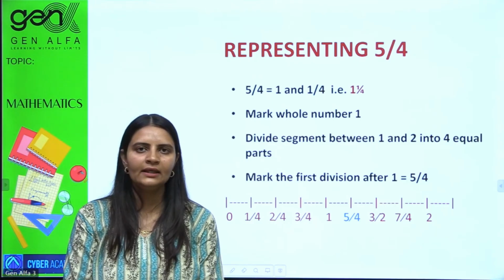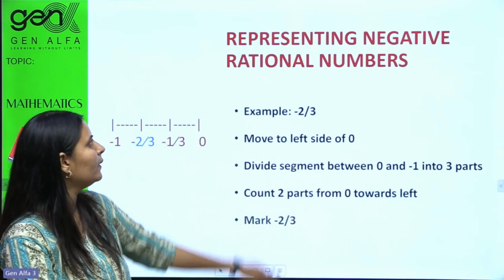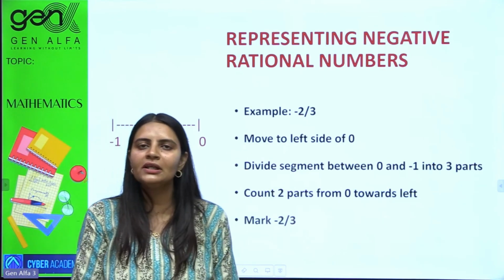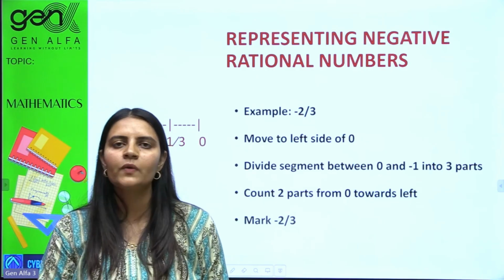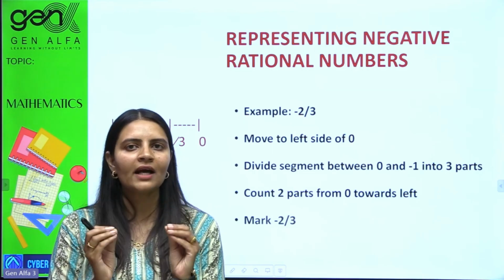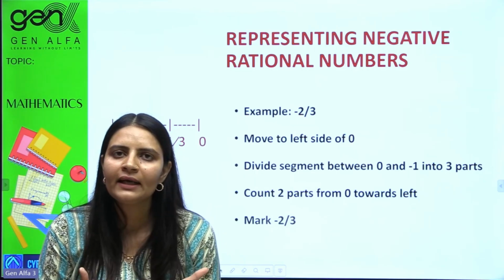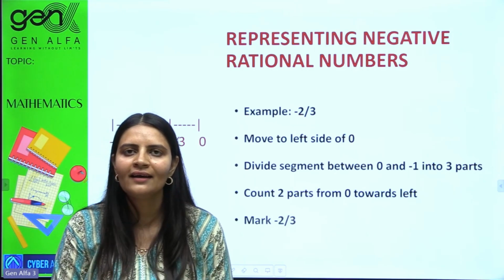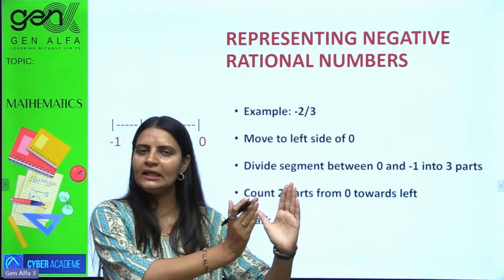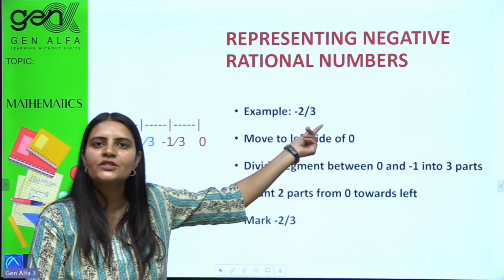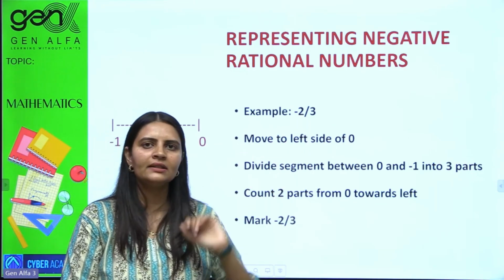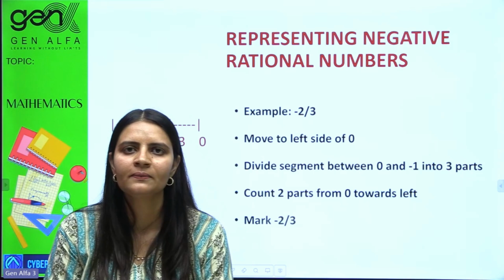Written? Nice. Now, representing negative rational numbers. We have done proper, we have done improper. Now it's time to represent the negative rational numbers. So simply, where do negatives lie? To the left side of 0. Here, example, minus 2 by 3. Forget the minus. Is it a proper fraction?